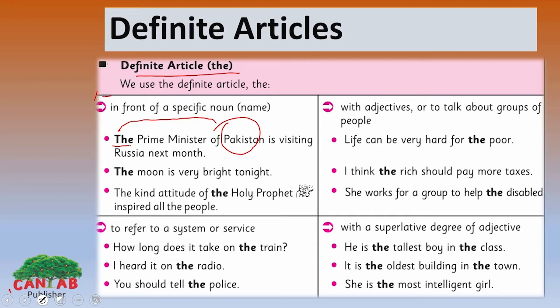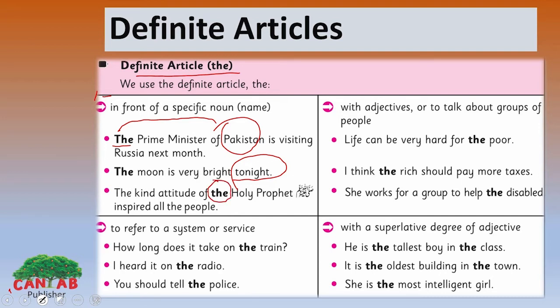Look at the second example. The moon is very bright tonight. We are specifically talking about tonight here, that it looks bright only tonight. Look at the third example. The kind attitude of the Holy Prophet inspired all the people. Here we are only specifically talking about the attitude of the Prophet Hazrat Muhammad sallallahu alaihi wasallam. That's why we have added the here.